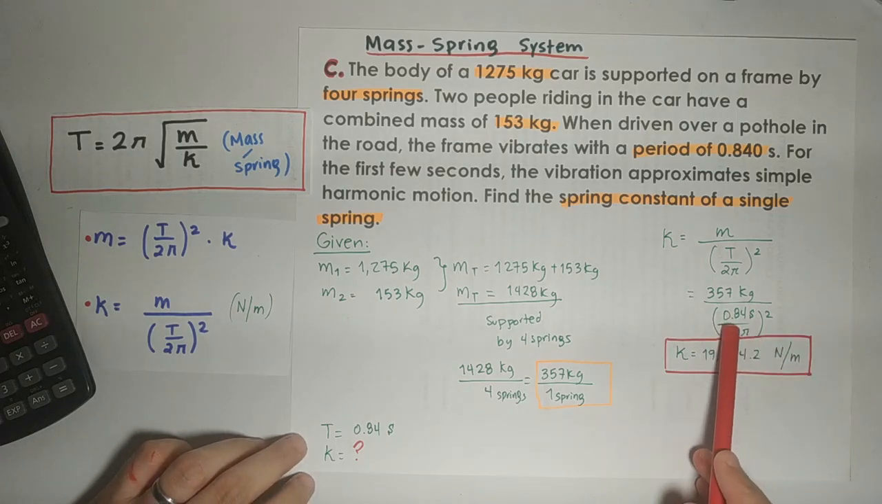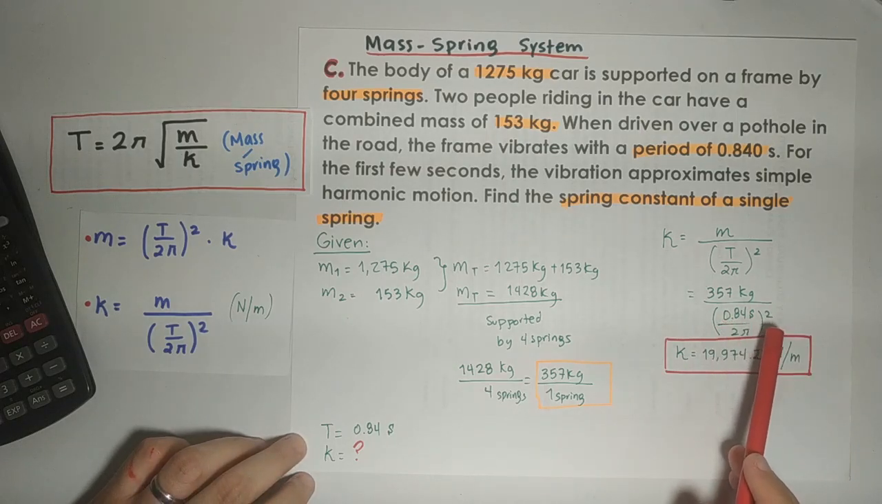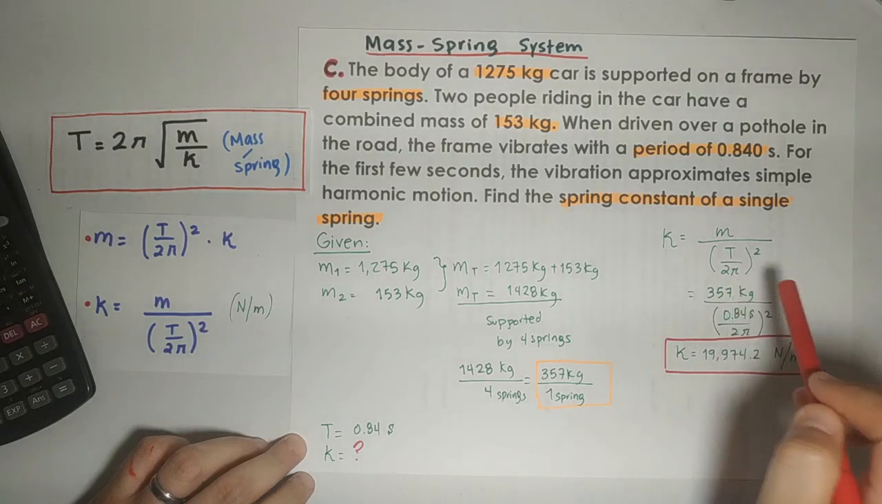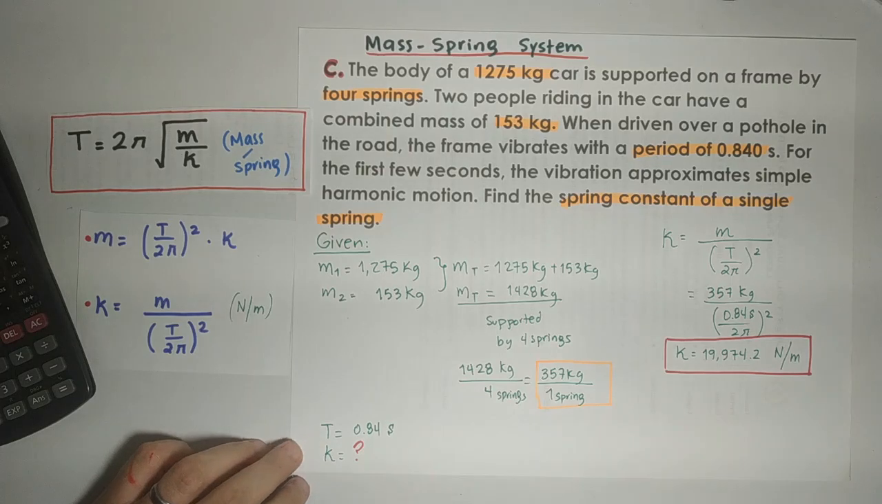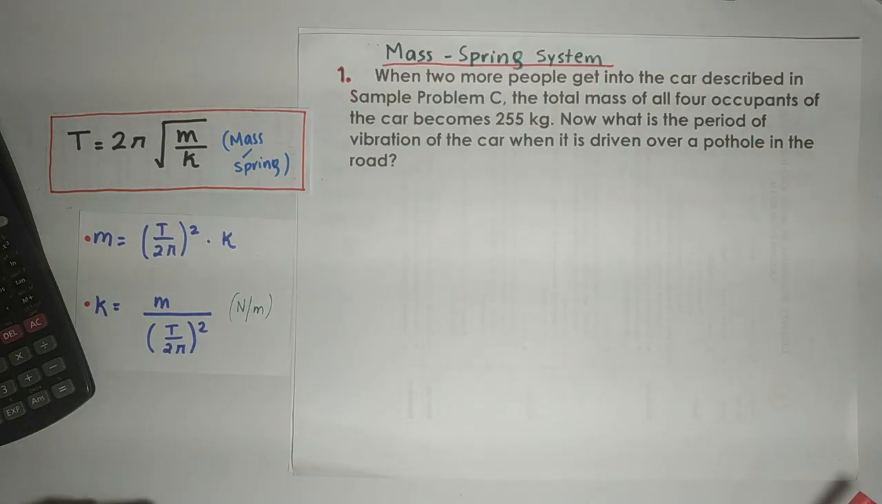First, I solve the parentheses and then I raise it to the second power. Then I divide my mass by the answer that I got here. And voila, that's the answer. Check. Now, let's see another example.